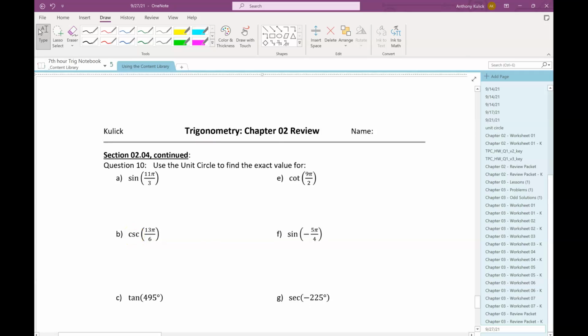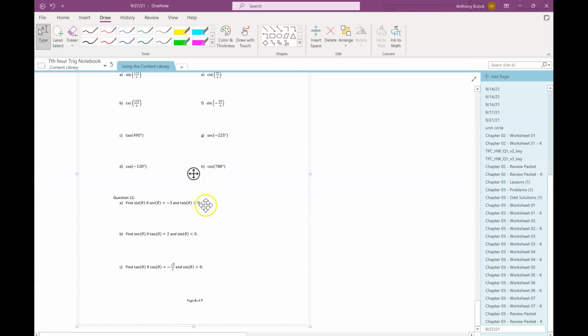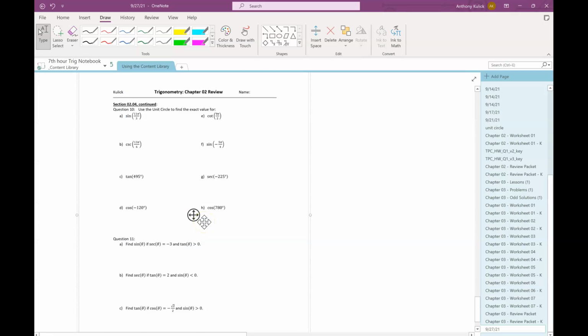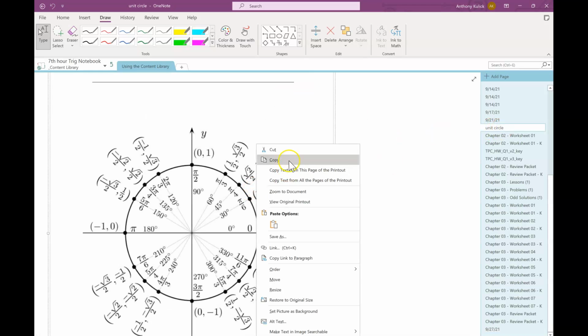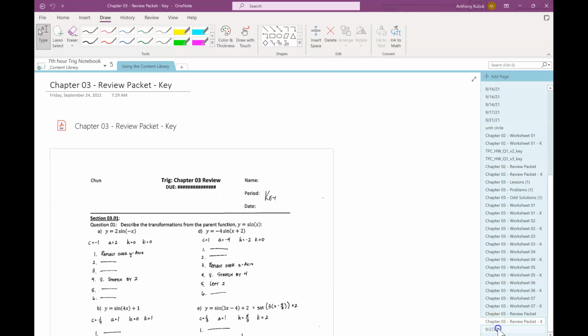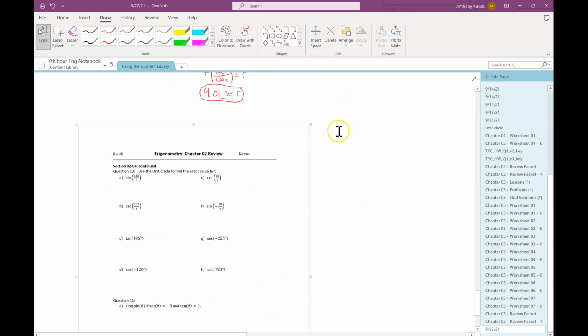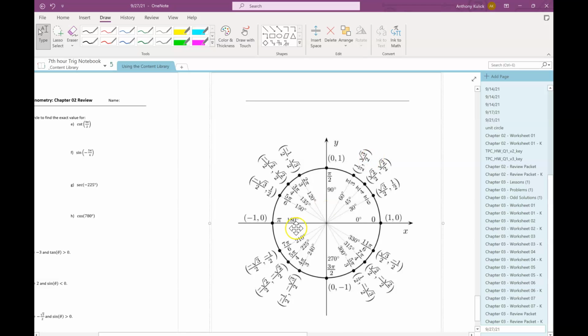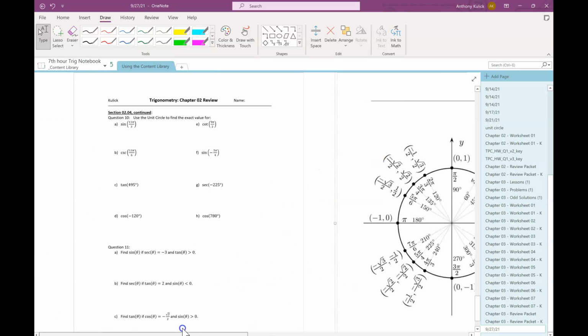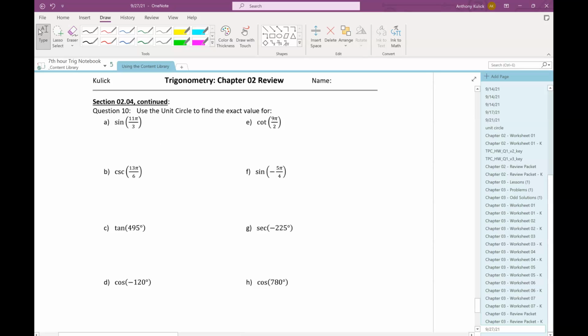So are we talking about question 10 or question 11? 10, perfect. So what you're looking for from here is a fraction, that is the answer we're expecting. Because you could type any of these into your calculator and they'll just spit out a decimal. So what we're looking for here is a fraction from the unit circle. So let's do A together, okay?